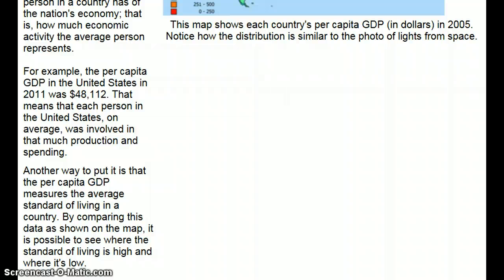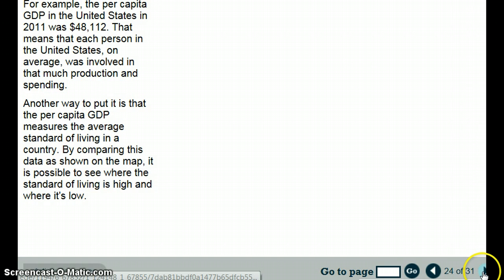Another way to put it is that the per capita GDP measures the average standard of living in a country. By comparing this data, as shown on the map, it is possible to see where the standard of living is high and where it's low.